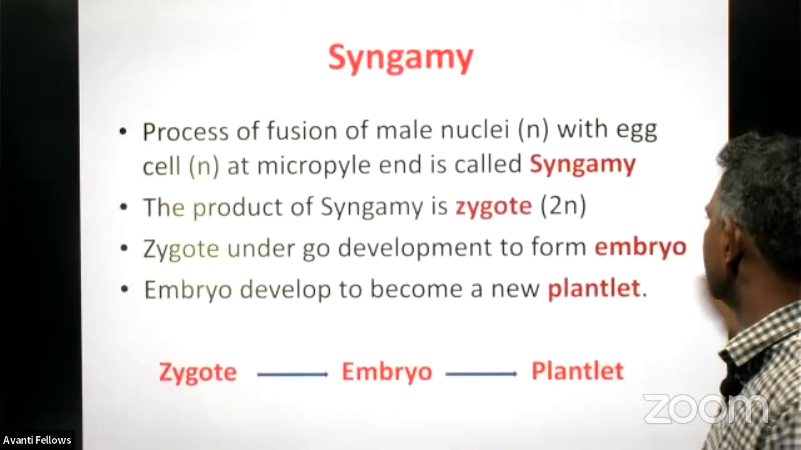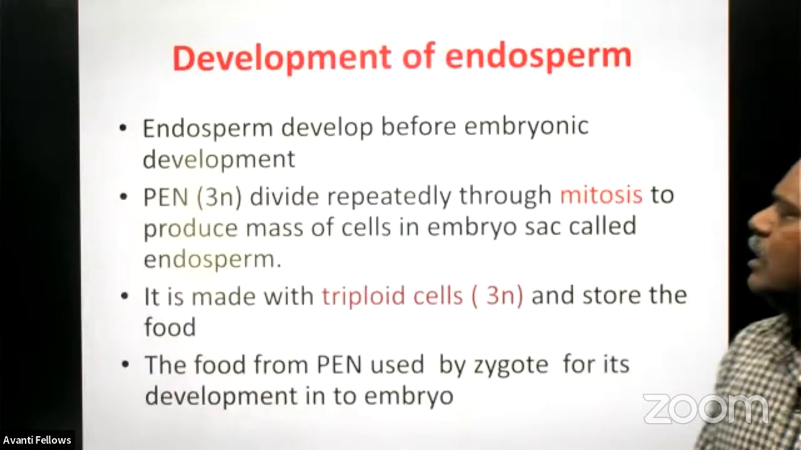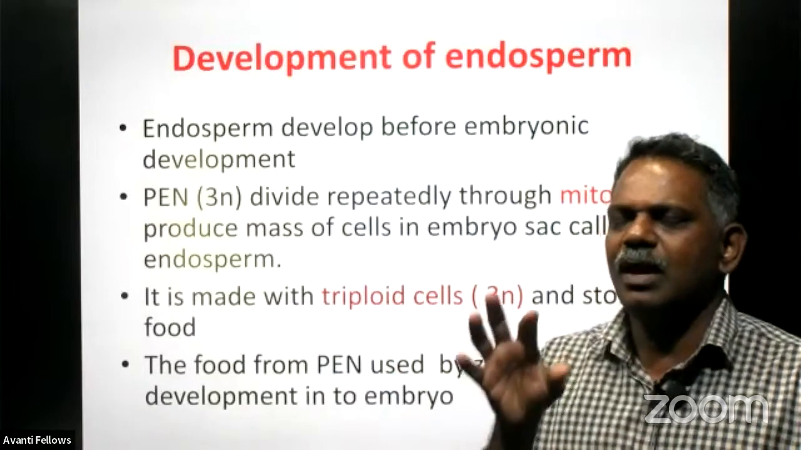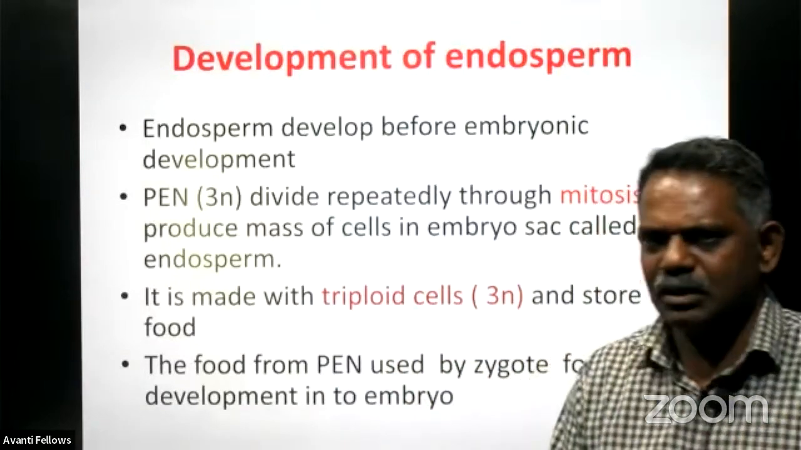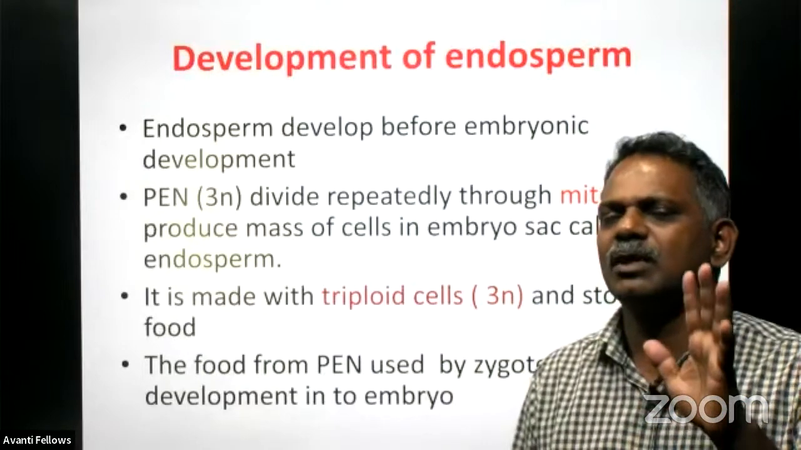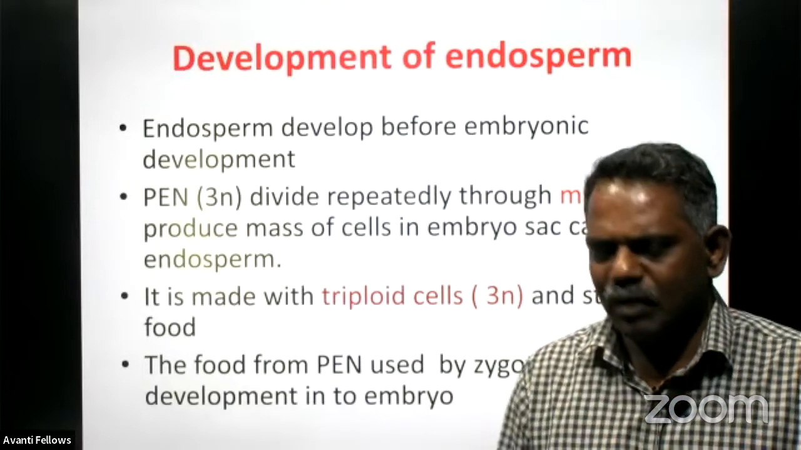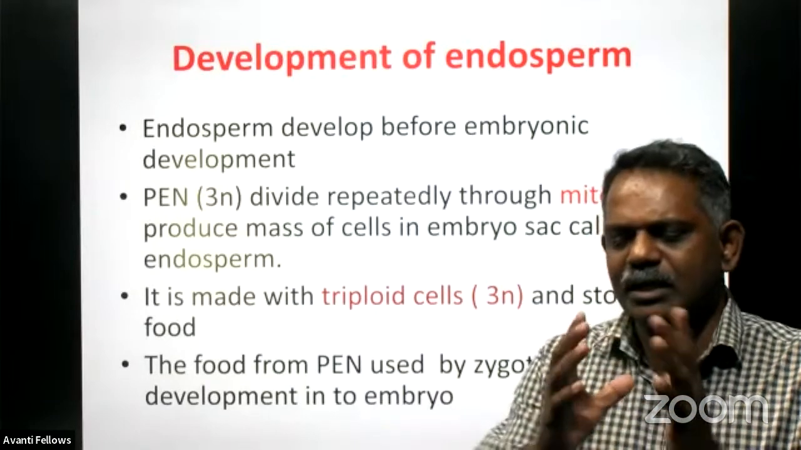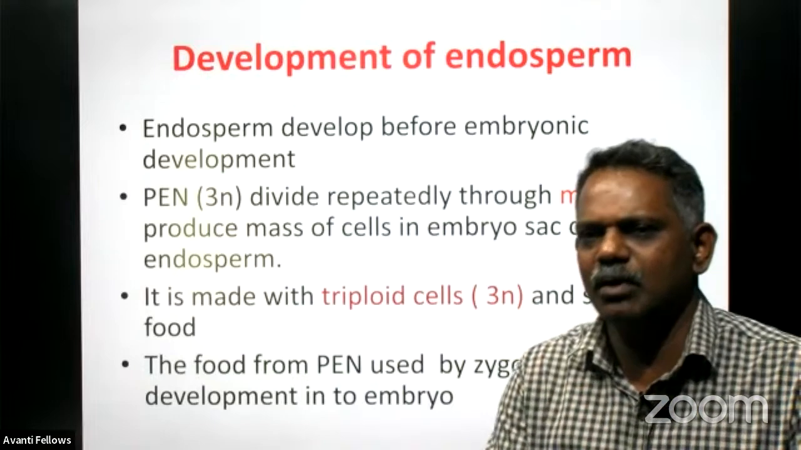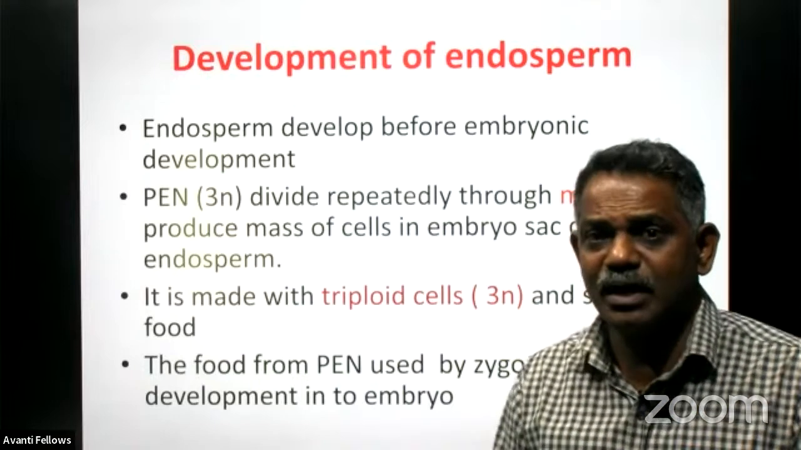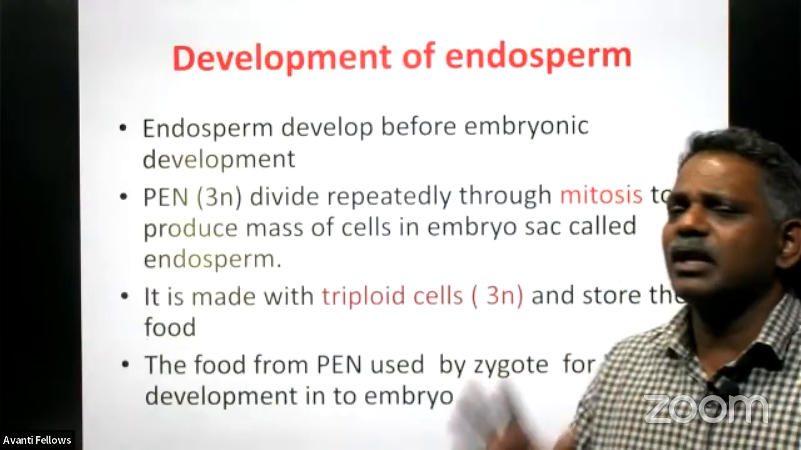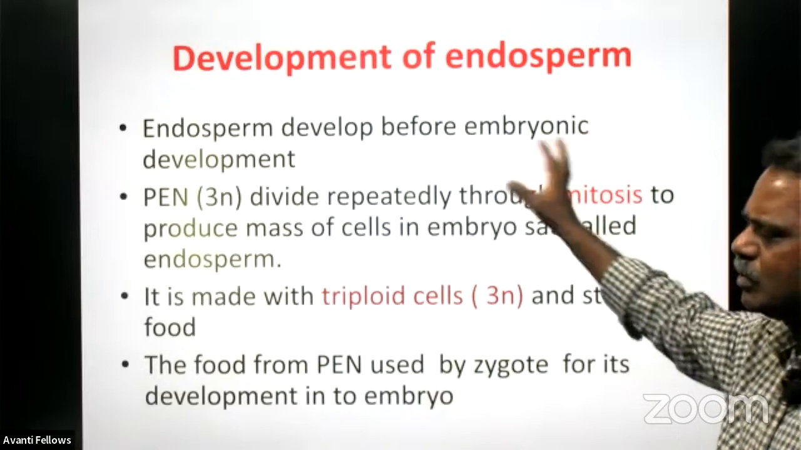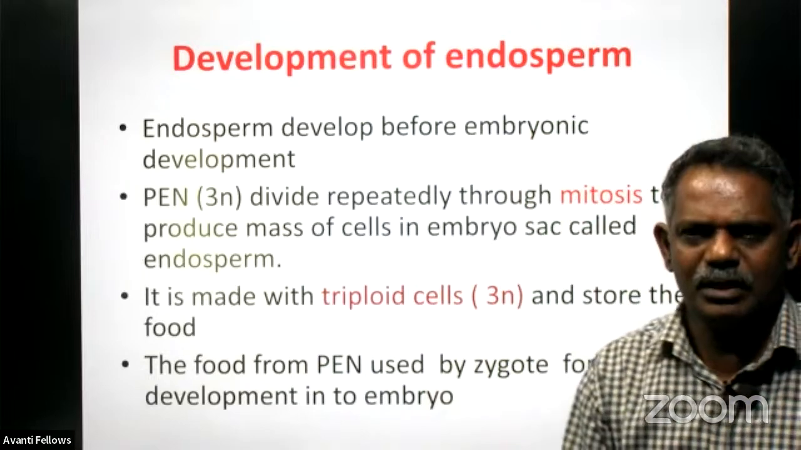Always remember that. Then come to the development of endosperm. How are endosperms developed from the primary endosperm nucleus? See, the primary endosperm nucleus is the product of triple fusion only. Whenever a male nucleus fuses with the two polar nuclei, there will be a triploid cell at the center of the embryo sac. That we call the primary endosperm nucleus. And this primary endosperm nucleus undergoes further development to form the endosperm. That is what we are going to discuss here in detail.